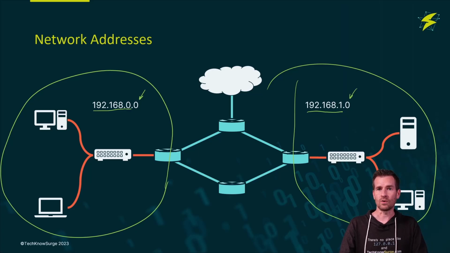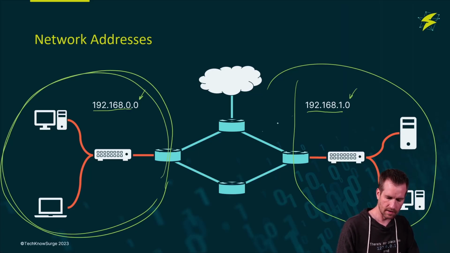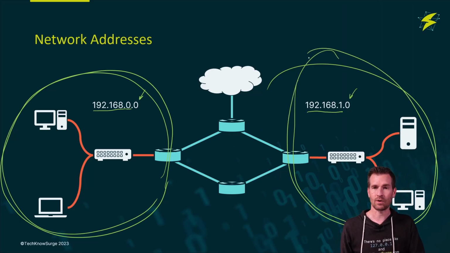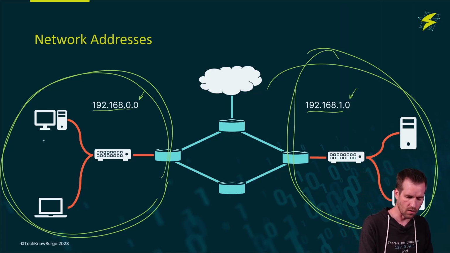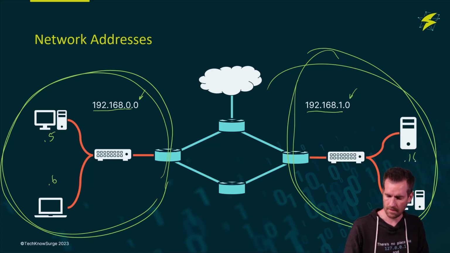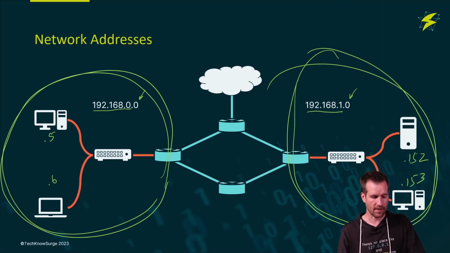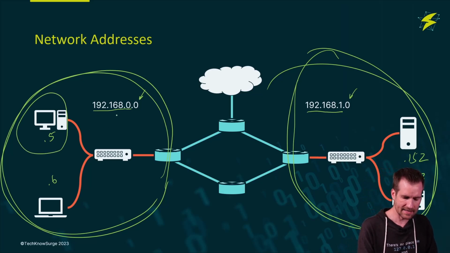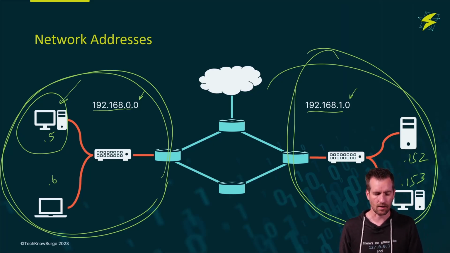So what we need to do is assign a network out here. This is the network over here, and we assign a range for the network. And then somehow we distribute IP addresses for each of the hosts. So maybe this is .5, this is .6, maybe this is .152, maybe this is .153. We assign different addresses to all of these devices. So this device right here has an address of 192.168.0.5. That is the address of that machine right there.